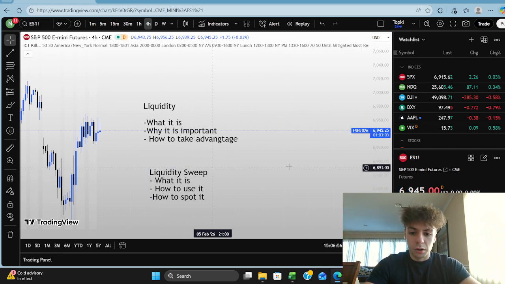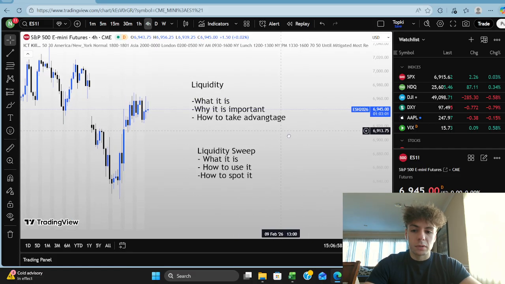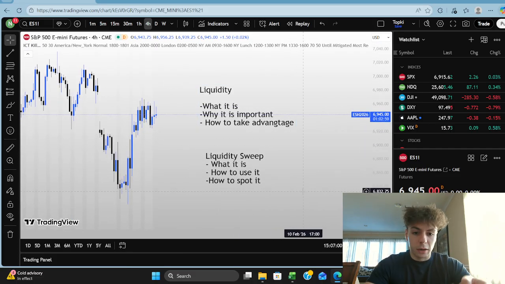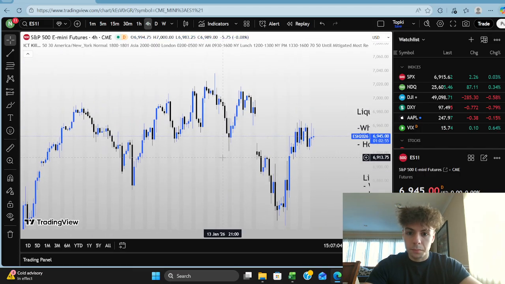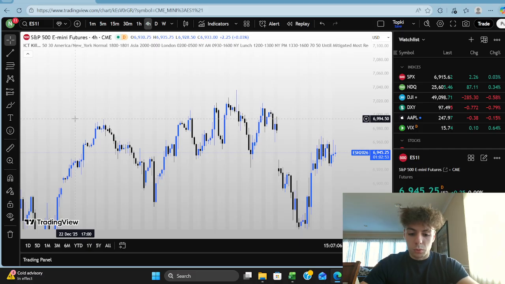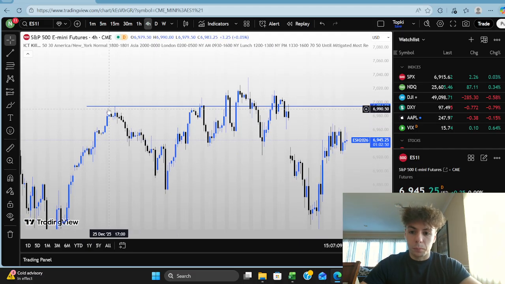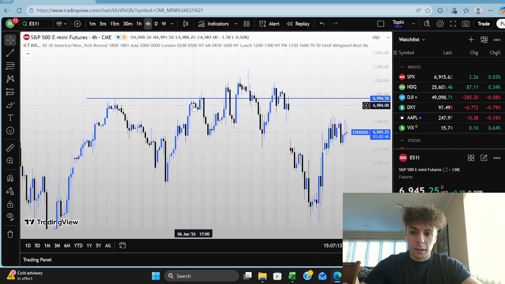So what is a liquidity sweep? A liquidity sweep is literally when there's a leg up or down to take out these resting orders. So for example, we had resting orders right here. This was a swing high. We had a lot of orders sitting here. What do we see? We saw price want to come up, take out and fill in some of these orders that were resting here, which is a high level of liquidity, and then we proceeded to go down.